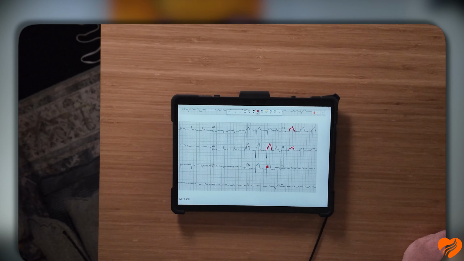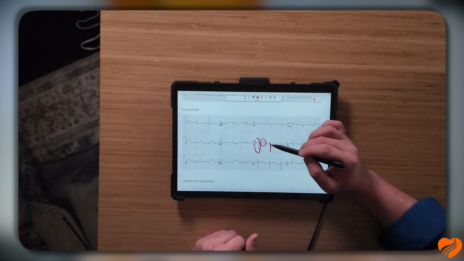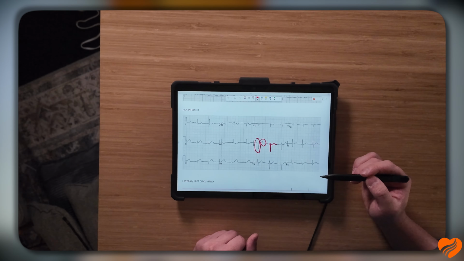So let's go ahead and take a look at inferior leads. Right? Remember, these don't have to be massive T waves. You just have to compare them to the preceding QRS complex. Okay? So look here. I want you to look at this QRS complex here, right? And look at the T wave that follows it. Okay? See how large this QRS complex is compared to its following T wave?